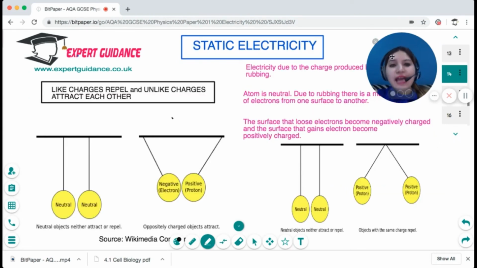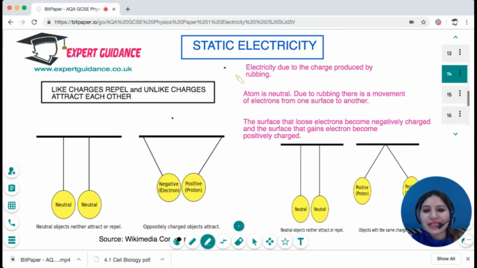Okay, so now let's do the last point. What is static electricity? Electricity that is produced by rubbing. Because when we rub two objects, there's a transfer of electrons from one surface to another. The surface that loses an electron becomes positively charged, and the surface that gains an electron becomes negatively charged.